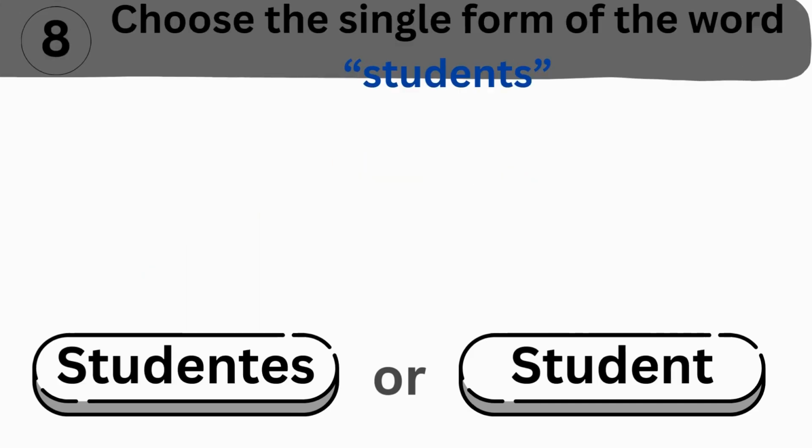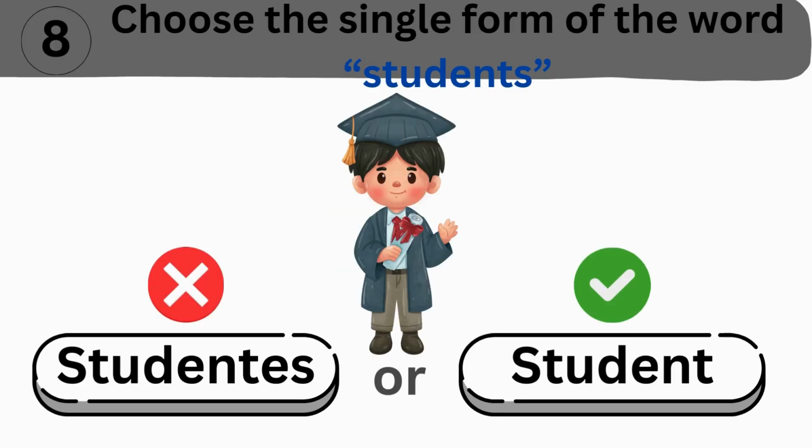Choose the single form of the word students. The answer is student.